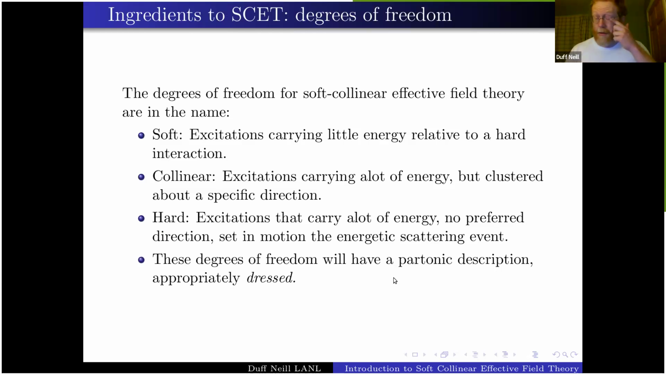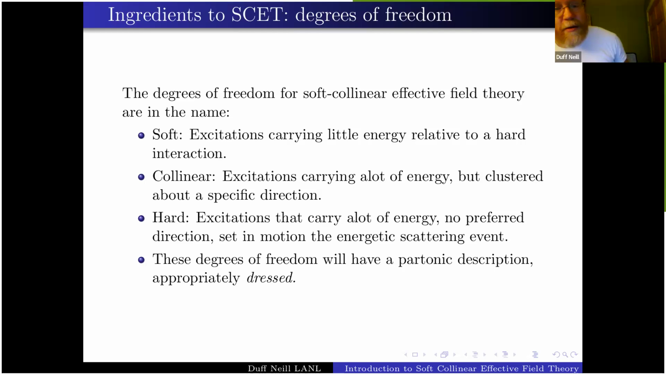So we learned last week that when we want to construct an effective field theory, we need to first discuss the degrees of freedom. And so what are the degrees of freedom for soft collinear effective field theory? Luckily for us, it's all in the name, and we can all go home because we know the name.